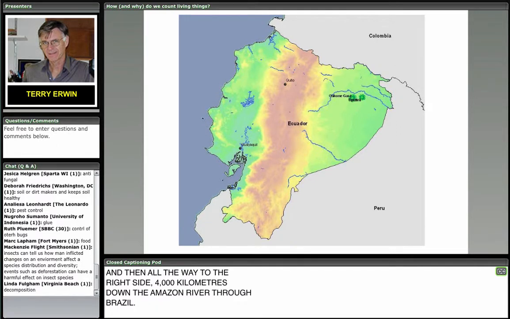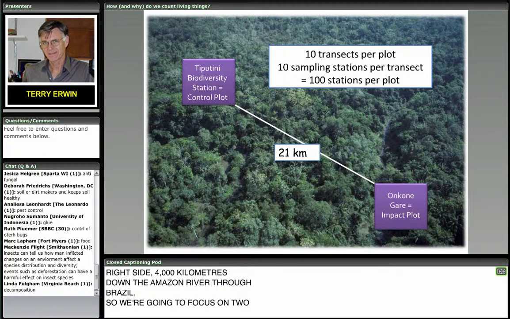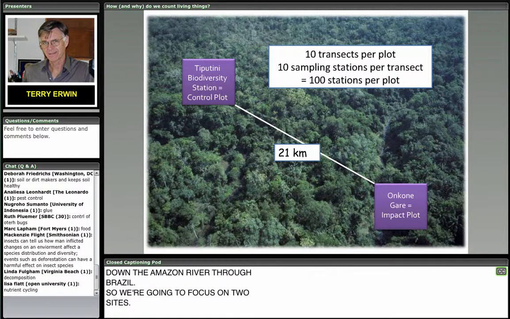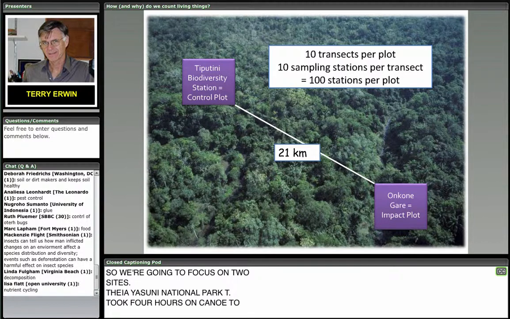So we're going to focus on two sites in the Yasuni National Park area where we carried out the project. We set up two plots, one right next to the road on the lower right, and the other is a control plot 21 kilometers into the forest that had no contact with the indigenous peoples. There were no roads, and it took 4 hours by canoe to arrive to our other site on a very windy river. So in each of these places, we set up a transect, and as you can see, there were 10 transects per plot, 10 samplings per transect, and that made 100 sampling stations for each of the plots.